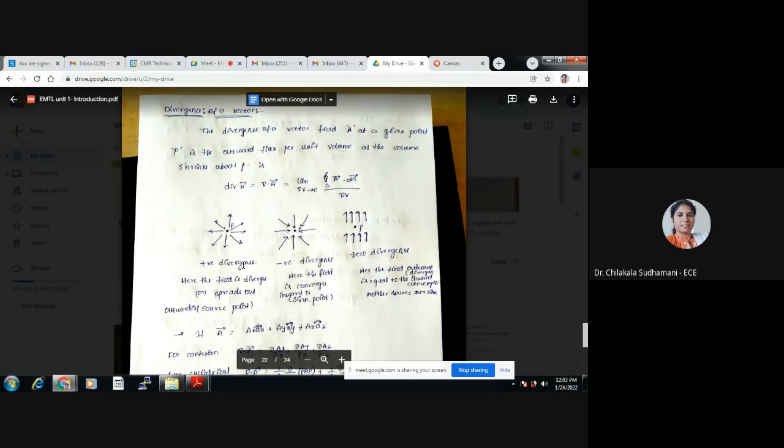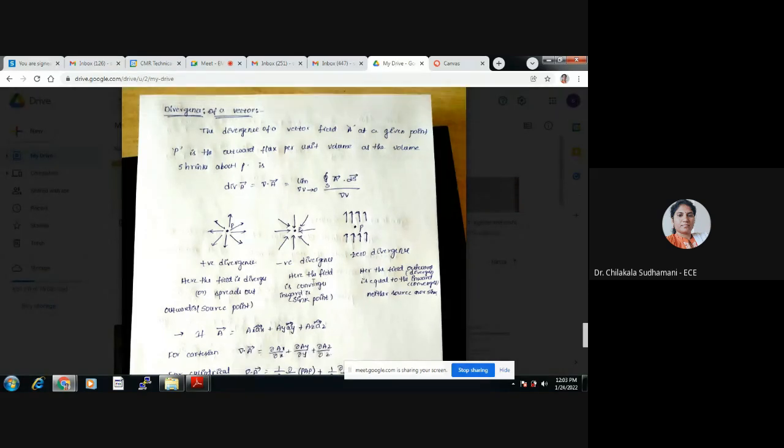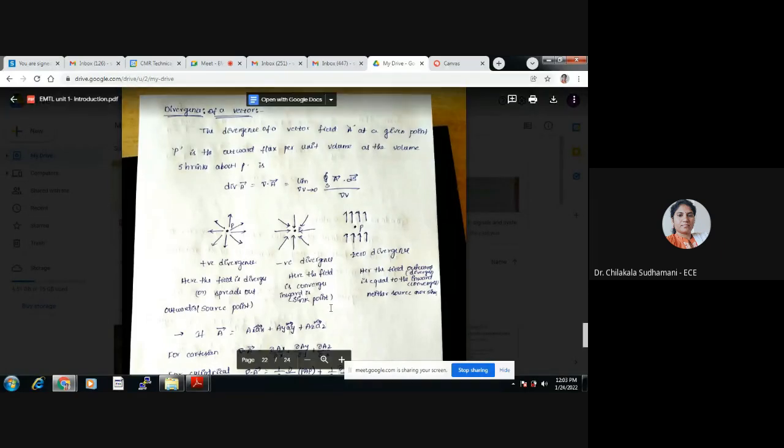Convergence, divergence, or you can also cite inverse, can also be considered as convergence. The field is convergence and the field is divergence. Here the field is divergence and here the field is convergence. Source point and the sink points.